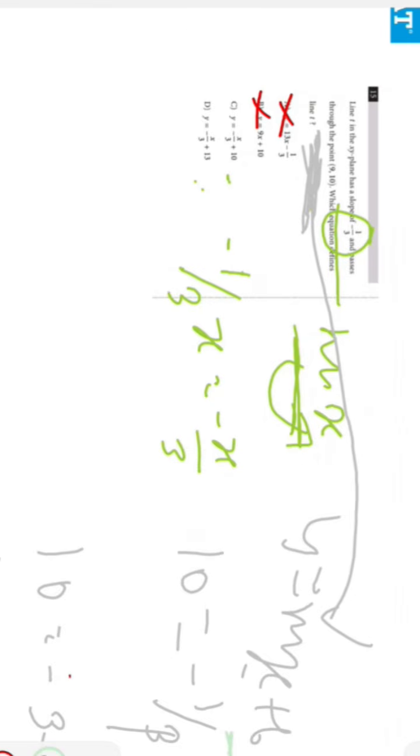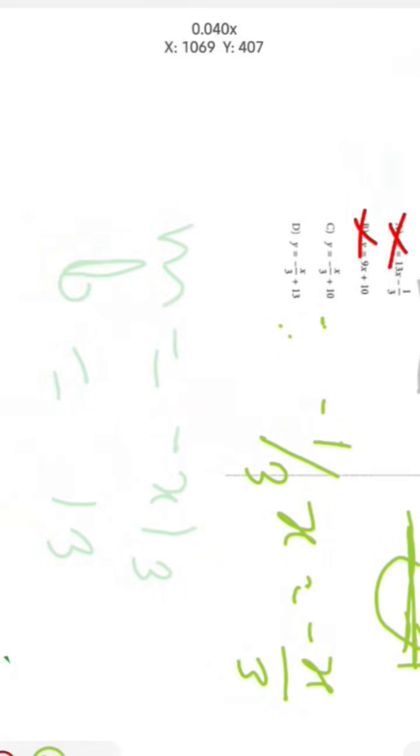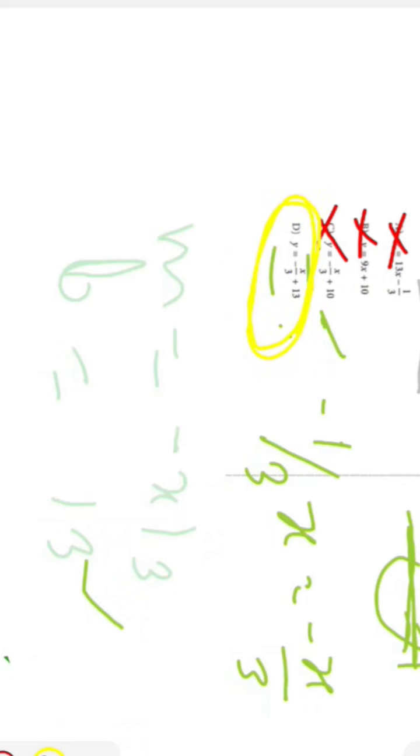So let me write all the values in sequence. m is negative x upon 3, and the value of the y intercept, which we denote as b, we got as 13. Now we need to check if both values are correct in the given two options or not. So we can see that the value of the slope is correct in both, but in option C the value of the y intercept is 10, which is incorrect because we got the value 13 after solving. So the correct option is D. Let me cancel out C, and the correct option is D, y equals negative x upon 3 plus 13.